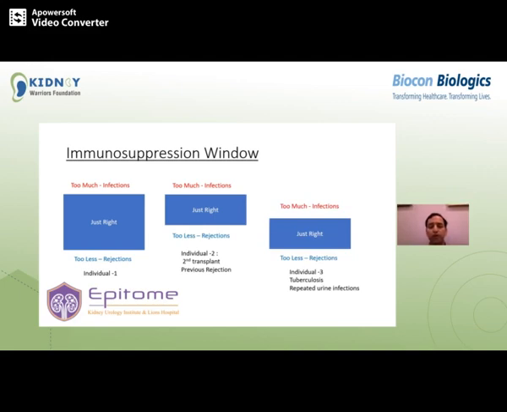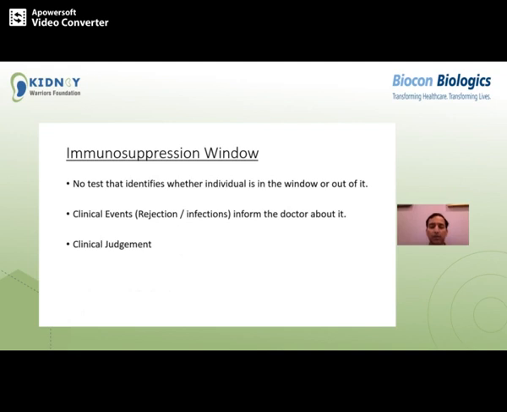In contrast, it could be a different window for someone who is at more risk for infections. Someone who's had tuberculosis or has had repeated urine infections, their window might be a different window. And what is important to understand is that there is no single test that tells us which person is in which window and where they are on their journey in that window. So for the same person, at some point they might be in the window and at some point they might be outside of that window. And so what is important to understand is that it is the clinical events. If someone has a rejection or someone has an infection, that does inform the patient as well as the doctor that they are outside of that window.